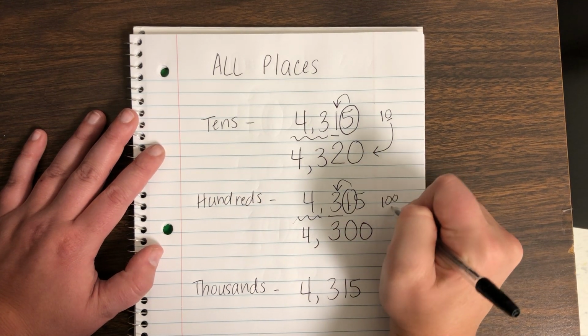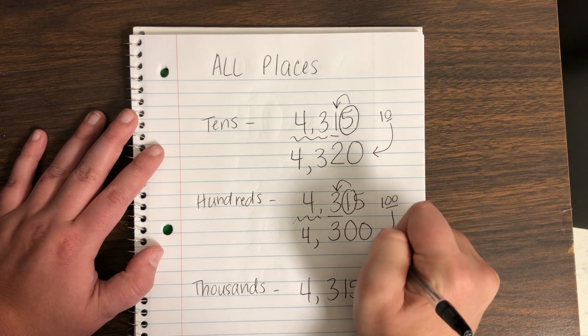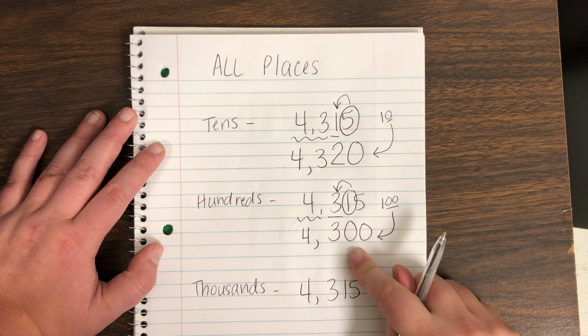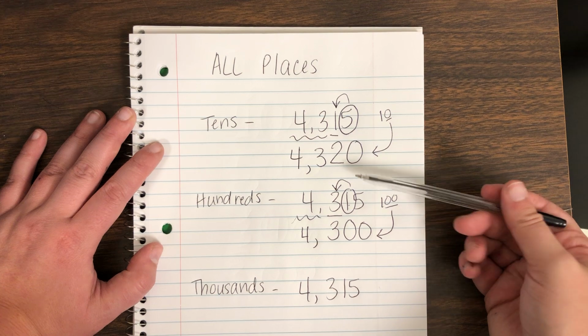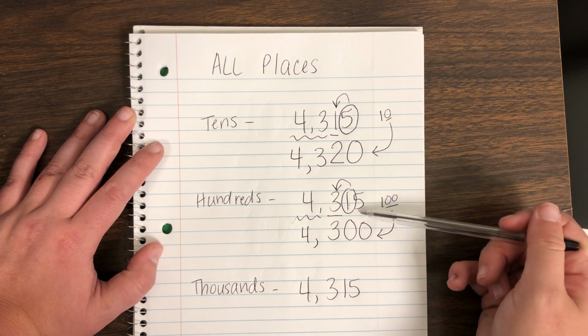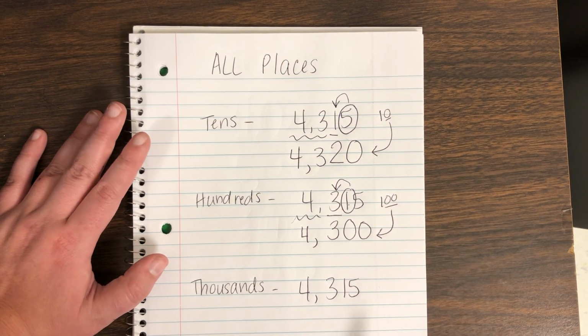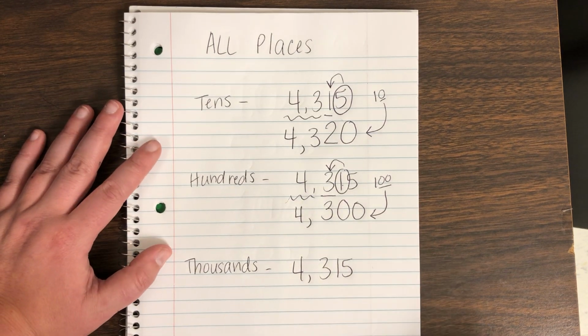Remember, 100 has 2 zeros in it. So I know that my answer has to have at least 2 zeros in it. The difference here is I rounded this to the tens and this to the hundreds place. Now we're going to round this number to the thousands place.